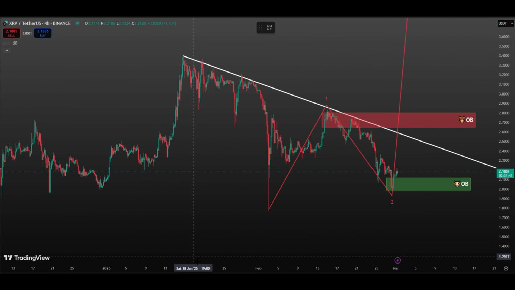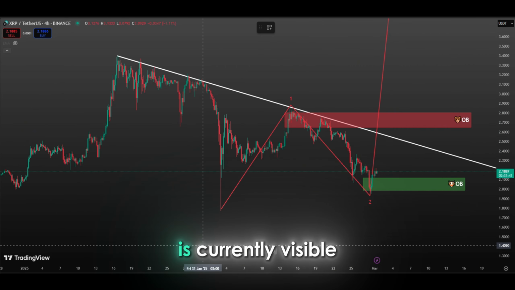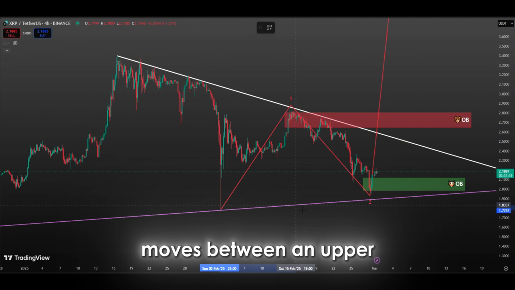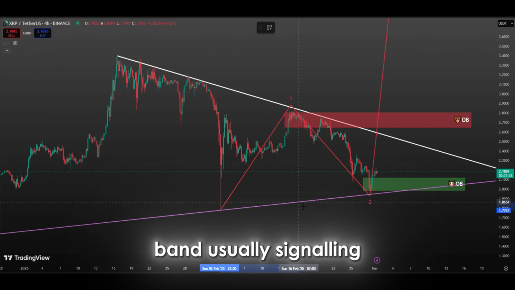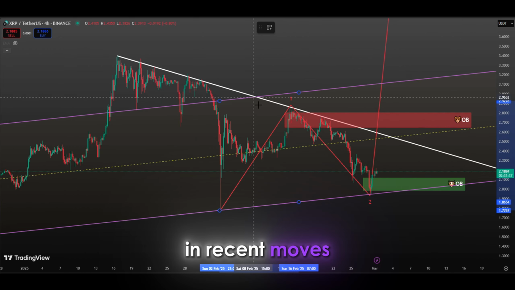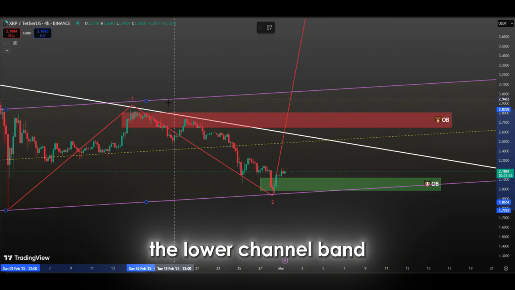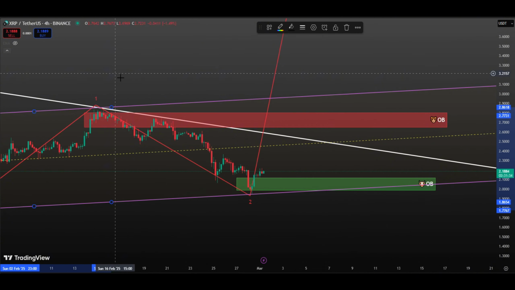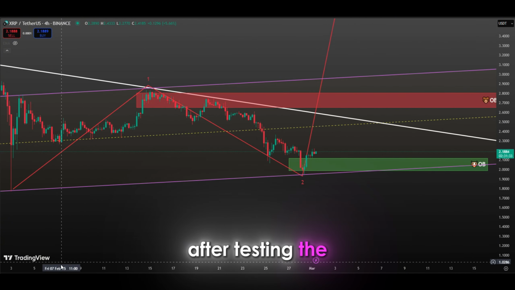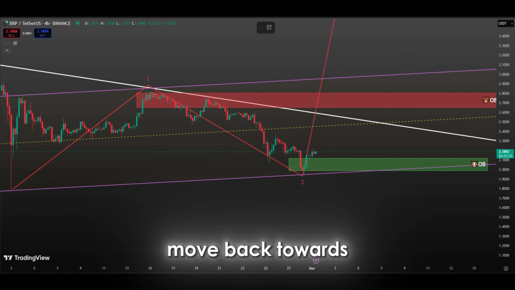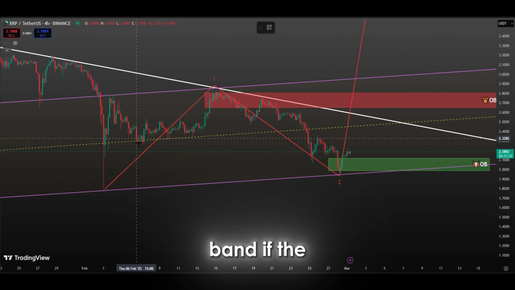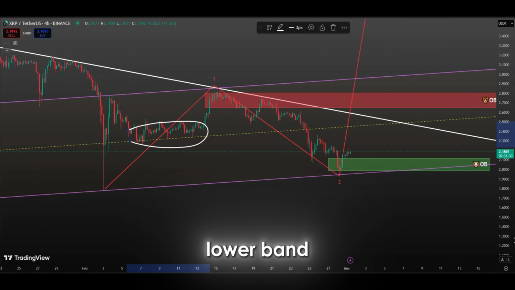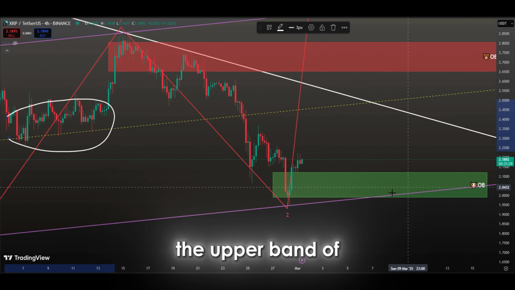Stay tuned, folks. An ascending channel structure is currently visible on the chart. An ascending channel is a structure where the price moves between an upper and a lower band, usually signaling an uptrend. In recent moves, the price touched the lower channel band and started to move upwards, receiving a reaction from there. This reaction suggests that after testing the lower band, the price may move back towards the middle band and the upper band. If the price continues to rise by maintaining the support from this lower band, there may be a movement towards the upper band of the channel.